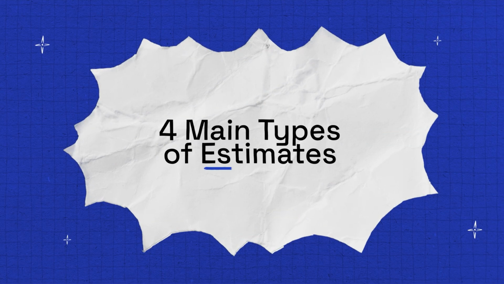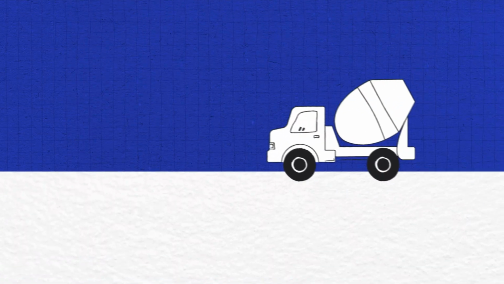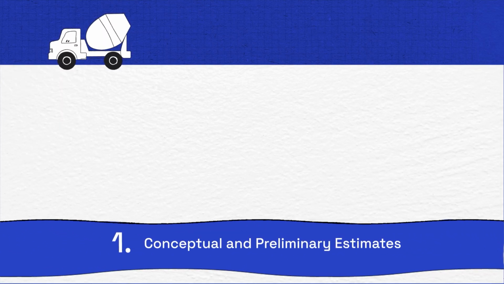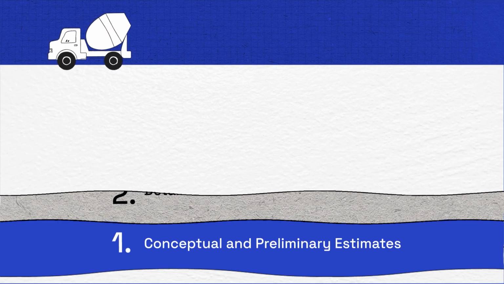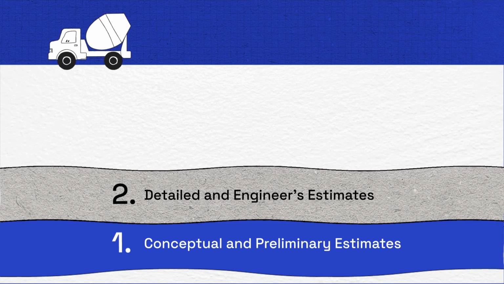Ready to take the guesswork out of estimating? Here we go. To begin, here's a breakdown of the 4 main types of construction estimates. Each is tied to a different phase of the project. They all help you lay the foundation for a successful build. First, during the planning phase, you've got conceptual and preliminary estimates. These give you rough numbers early on. Next, in the design phase, you move into detailed and engineer's estimates. These are much more precise, breaking down labor, materials, and equipment.